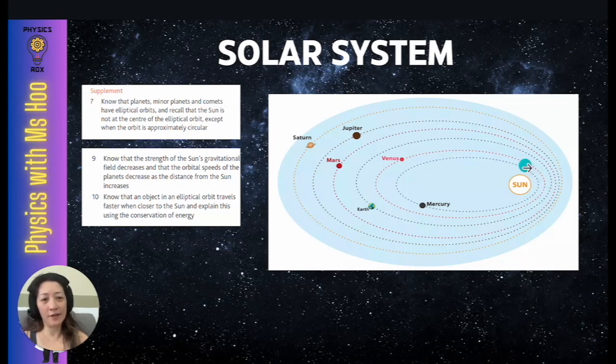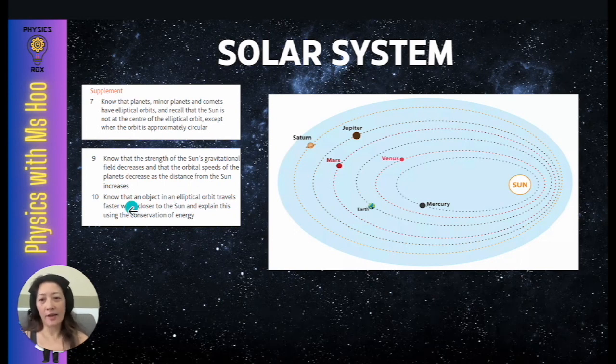And the further away, of course, the weaker. And the speed of the planet also changes. It's not a constant speed as the planet orbits the sun. Because the sun's gravitational pull is stronger when the planet is closer, it will make the object move faster because of stronger gravity. The further away, weaker gravity, so weaker pull, therefore the speed is also slower.